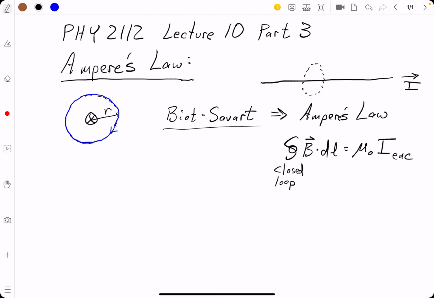If we don't have a current enclosed in our loop, if the current enclosed is 0, or maybe there's two currents and they add up to 0, or whatever. If it equals 0, we don't have any magnetic field generated, okay? So our magnetic field in that loop that we've drawn would be 0.